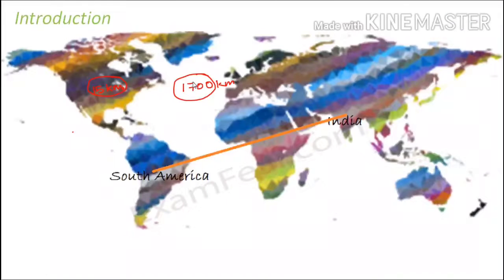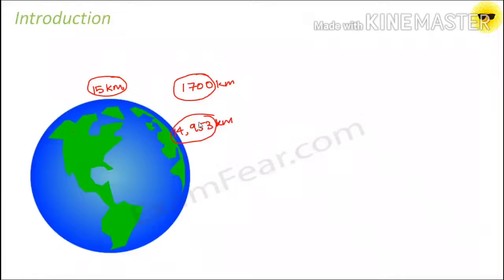Now, if I ask you what is the distance between your country and any other country, for example, the distance between India and South America, it might be somewhere around 14,953 kilometers. So you see, gradually as the distance is increasing, the numbers are also increasing. Now if I ask you the distance between Earth and the sun, it is somewhere around 150 million kilometers.